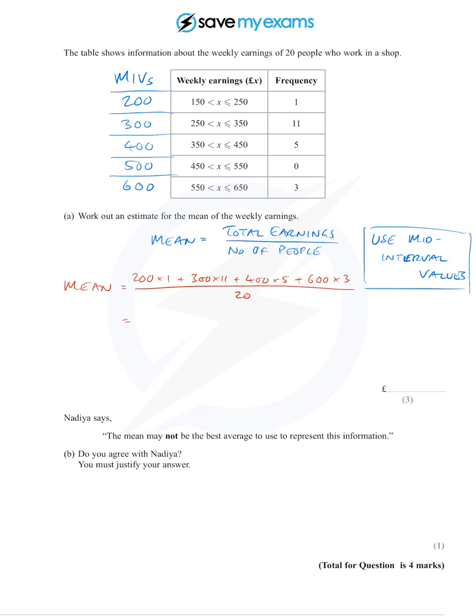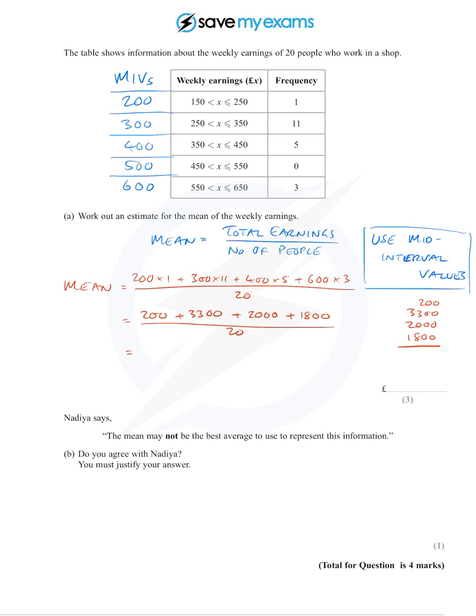So let's just do this slowly. That's 200 for the first one. 300 times 11. Well, 3 times 11 is 33, with the 100. 4 times 5 is 20, 100, so that's 2,000. 6 times 3 is 18, so 1,800. There we go, all over 20. And if I add these things up, I've got 200, 3,300, 2,000, 1,800, and if I add those up, what do I get?